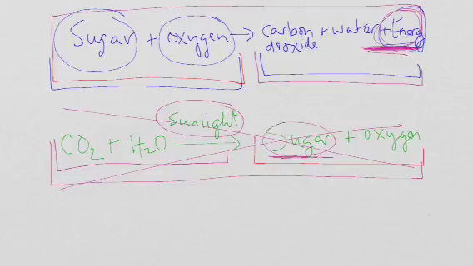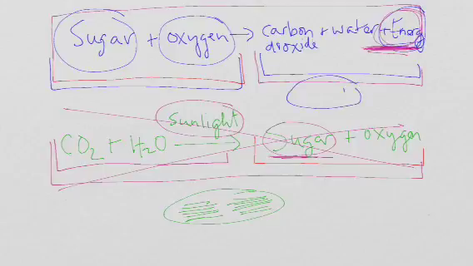This happens in the chlorophyll molecules of each chloroplast, whereas this reaction up here happens in the mitochondrial membrane of each mitochondria. Plant cells have both of these organelles, whereas animal cells only have mitochondria. So this is the relationship between cellular respiration and photosynthesis.